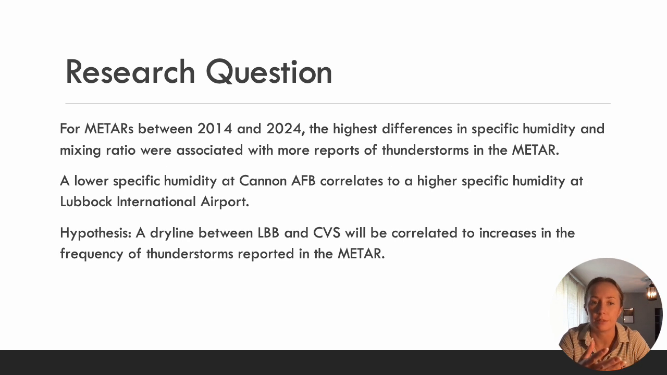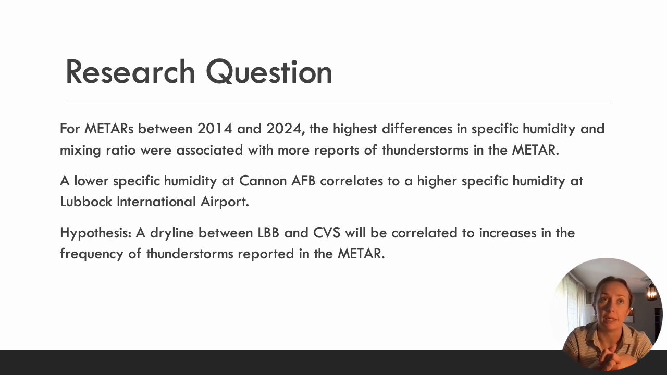The research questions that I wanted to answer, as well as the hypothesis that I wanted to prove, are for the METARs that I had data for between 2014 and 2024, the highest differences in specific humidity and mixing ratio were associated with more reports of thunderstorms in the METAR. I also wanted to see if there was actually a dry line that sat in between Cannon Air Force Base and Lubbock International Airport, which, if you don't know, is about 100 miles to the east of Cannon Air Force Base.